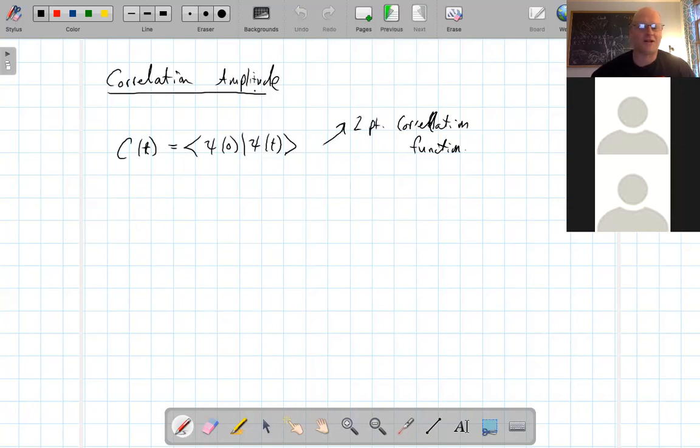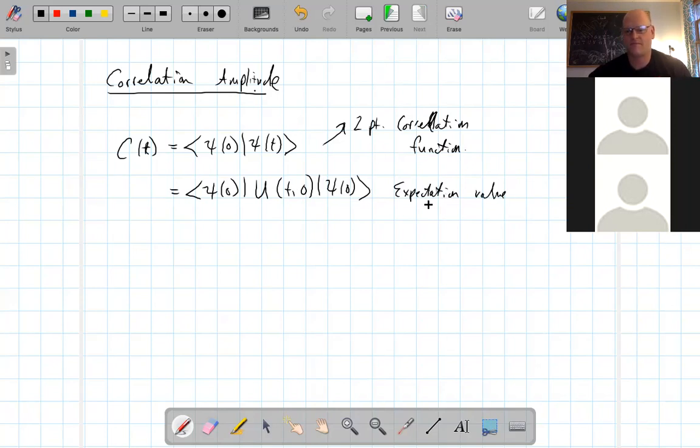In our case, it's basically equal to the expectation value of the evolution operator, U of t. That is what the correlation amplitude is. Things like correlation amplitudes or two-point correlation functions are used in physics basically all the time.